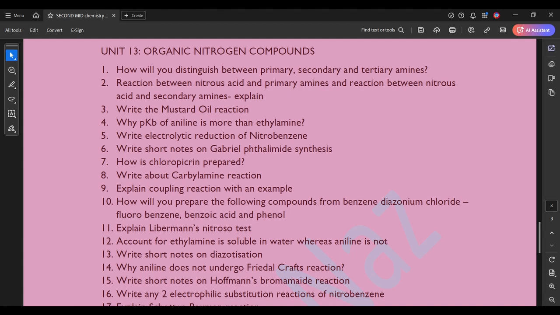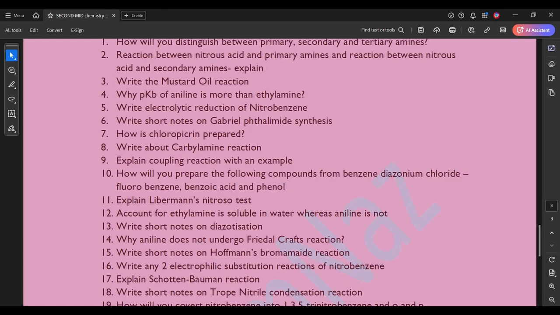Then how will you prepare the following compounds from benzene diazonium chloride: fluorobenzene, benzoic acid and phenol. So it is a type of book back question. Then explain Liebermann's nitroso test. So this question has been asked in one question paper. So naming reactions. As I said, naming reactions are very important in organic chemistry.